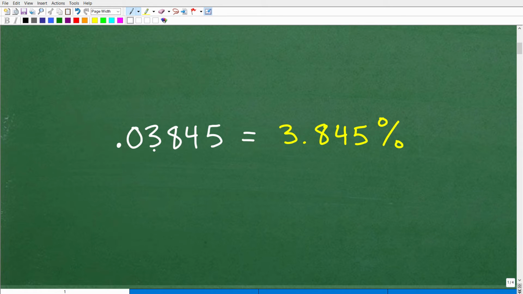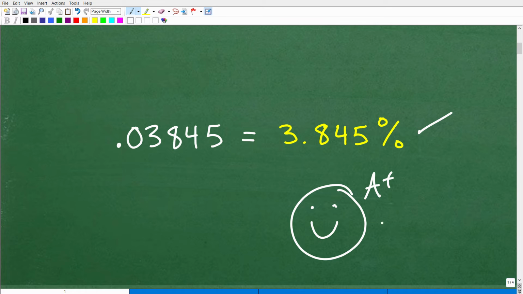So 0.03845, this decimal is equivalent to 3.845%. That is the answer. And if you got that right, I must go ahead and give you a nice, lovely, happy face with an A plus and a 100%. Matter of fact, we'll throw in a few stars to make you feel extra special. That's excellent. Now, if you didn't get this right, I'm glad that you're watching this video because this is critical.